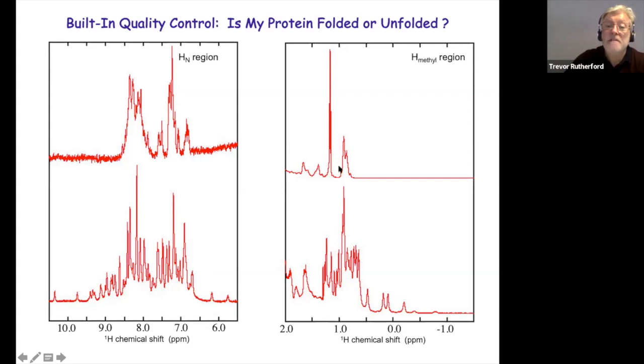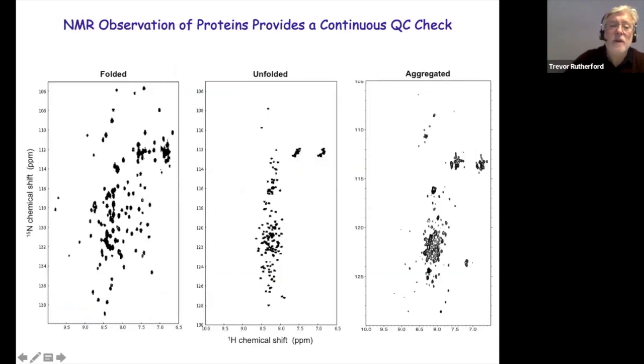Similarly, on the other end, we've got methyl groups that are all in the same environment in an unfolded protein, but they disperse out in a folded protein. So we can look at an HSQC for a normal folded protein. This is what we get for an unfolded protein. It's very much less dispersed, so we can instantly see that this is unfolded.